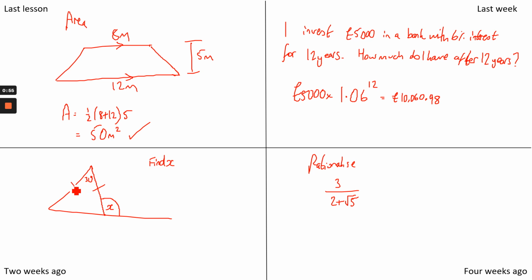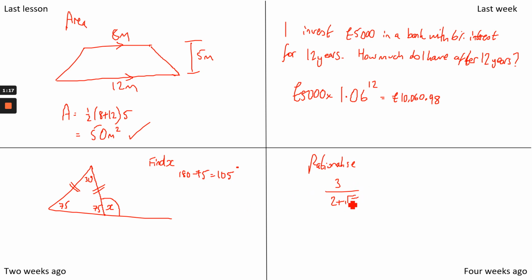Now this one, you need to spot that this is an isosceles triangle. So 180 take away 30 is 150. Divide that by 2, the base angles must be 75 each. Then x is going to be 180 subtract 75, which is going to be 105 degrees.